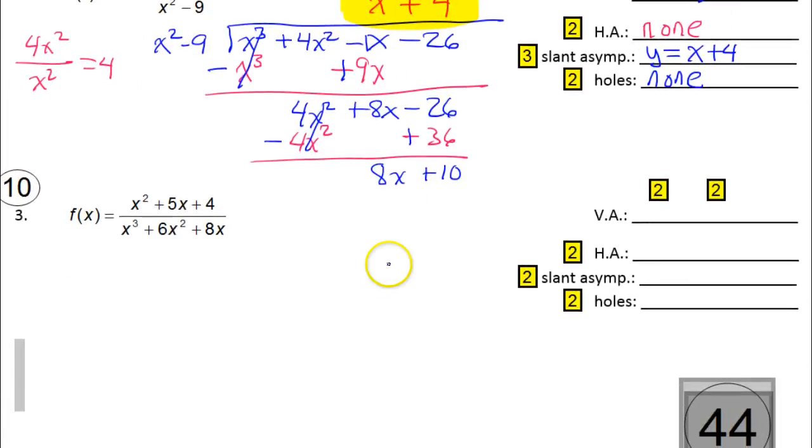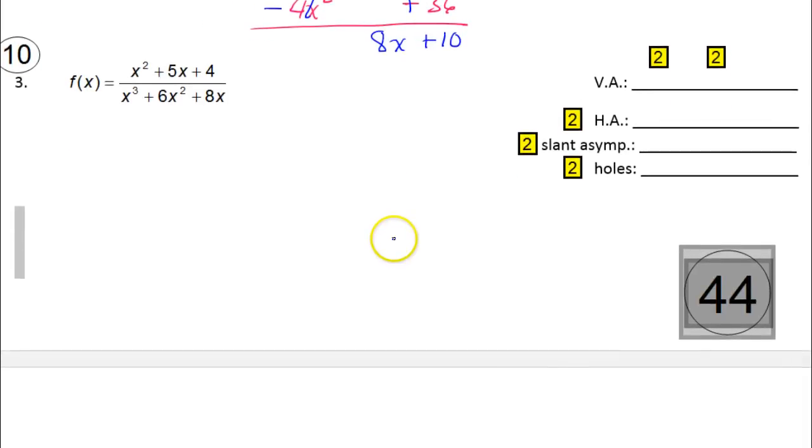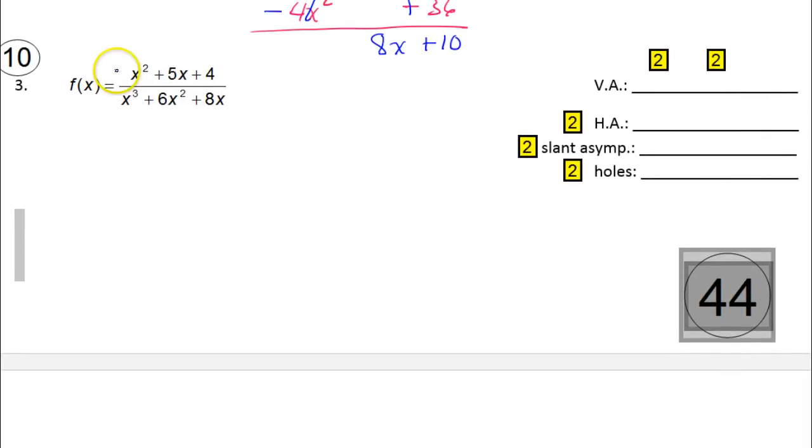Okay, let's do the same type of thing for problem number 3. Again, let's try to factor everything that we can. So let's see, I'm looking at the numerator.